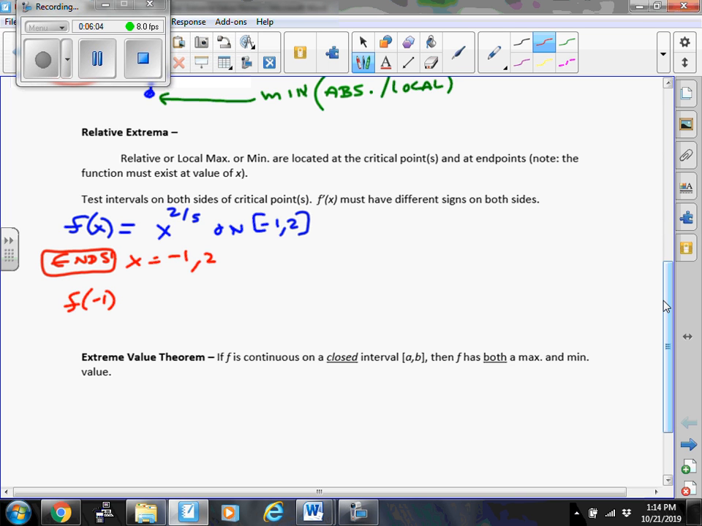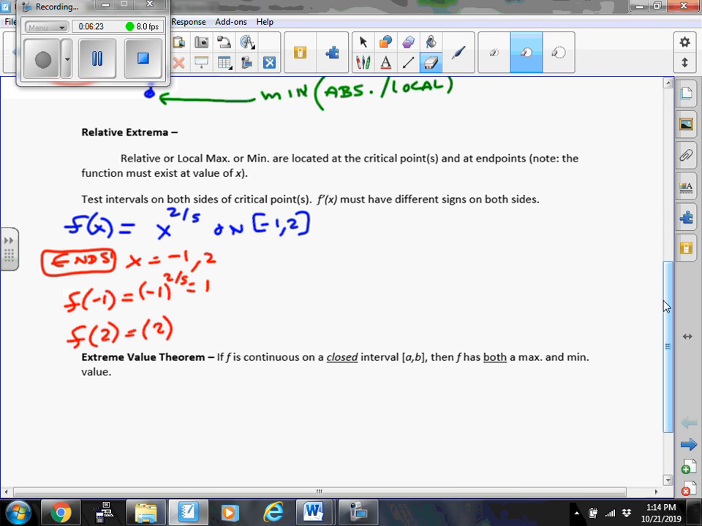We know the endpoints are located at negative 1 and 2, but their actual values are: negative 1 to the 2/5 power means the 5th root of negative 1, which is negative 1, squared, which is 1. And then I'm plugging in 2 and 2. Wow, I picked a beautiful number.